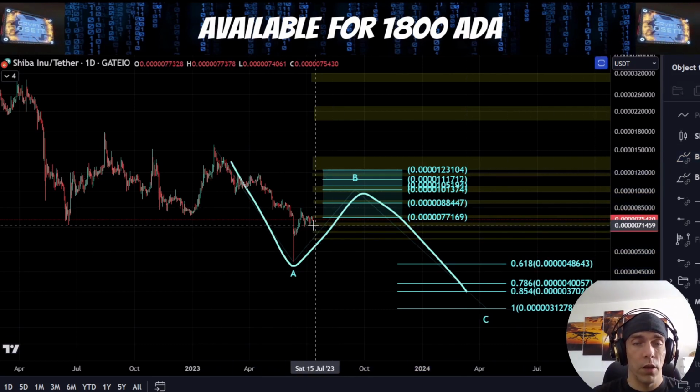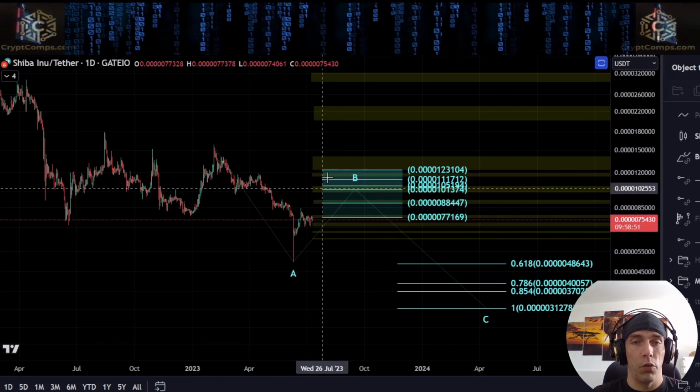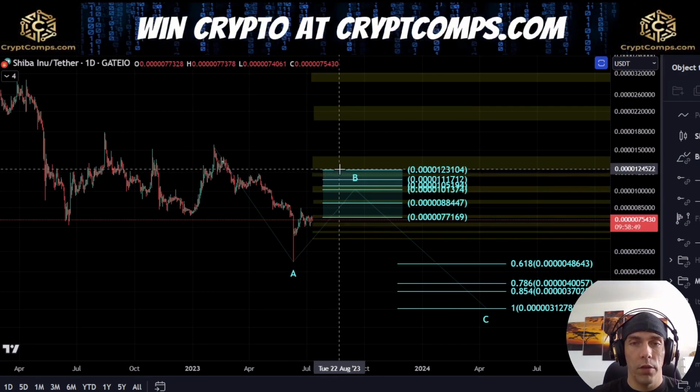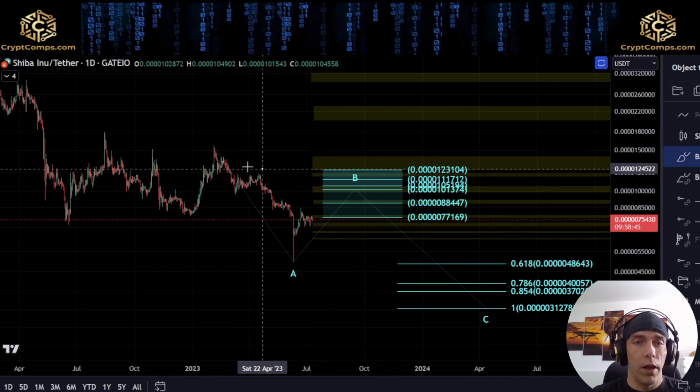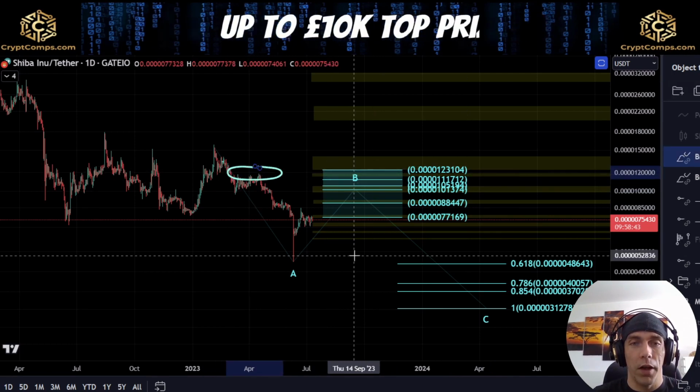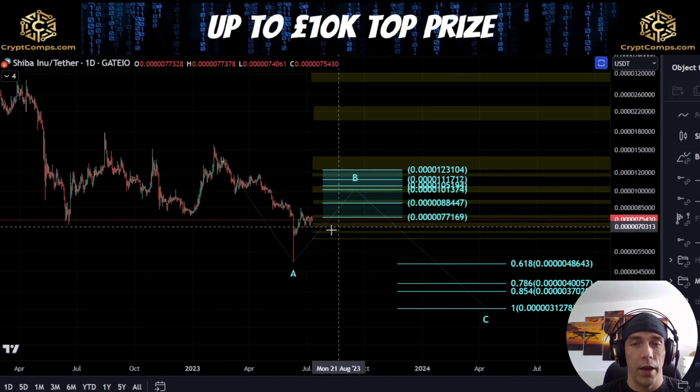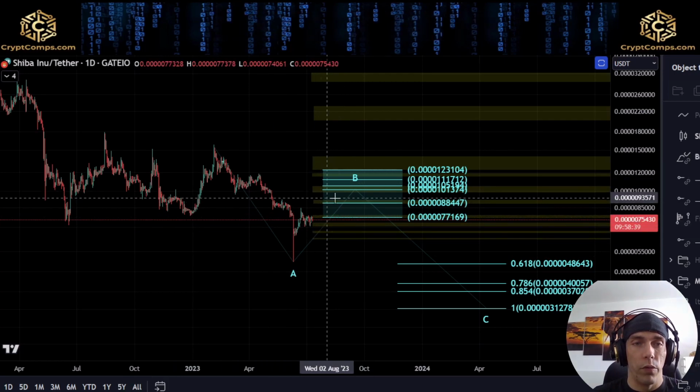So some alternate areas which will be interesting to see if we push to the upside here would be the 786, which is sitting here at this 123104. That would align with looking to sweep some of these highs over here. So I would be keeping an eye on that level if we do see price move up into there.